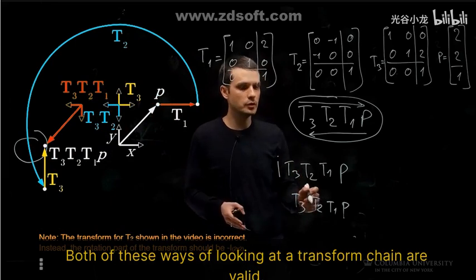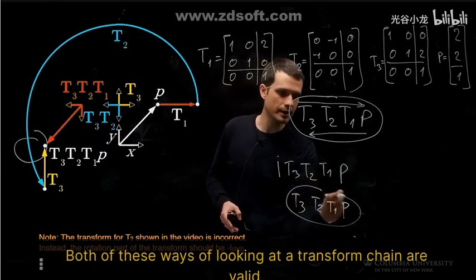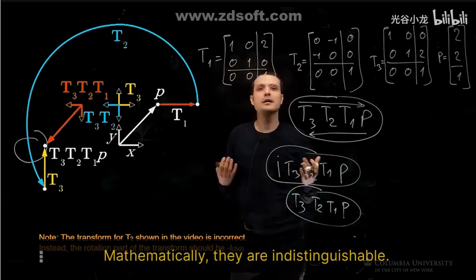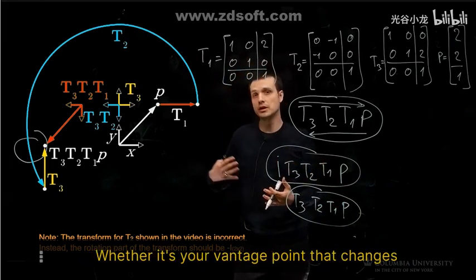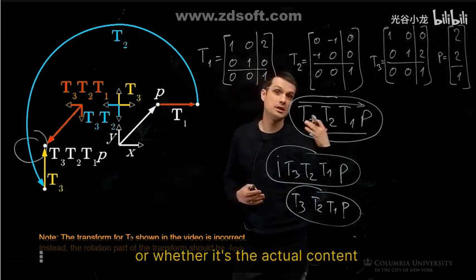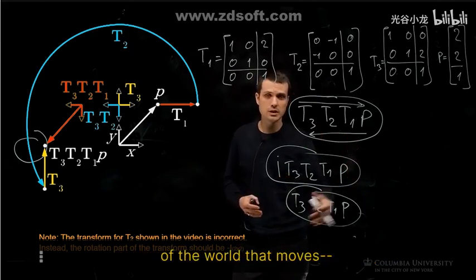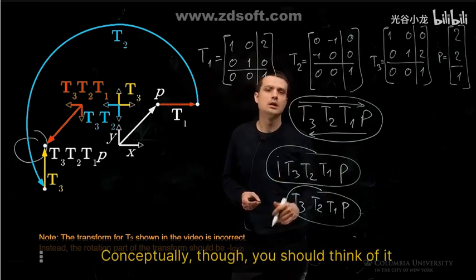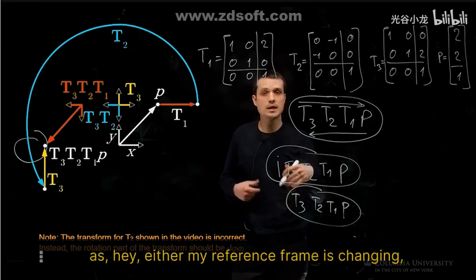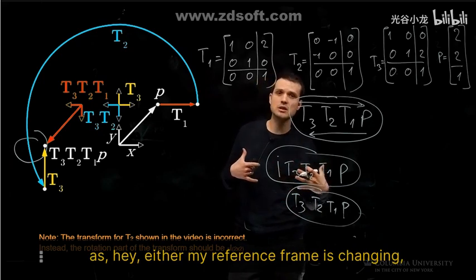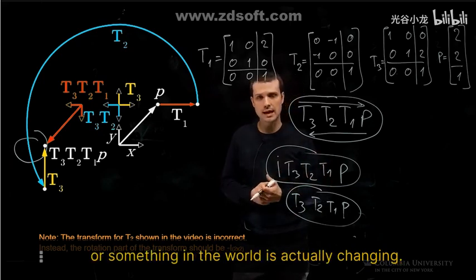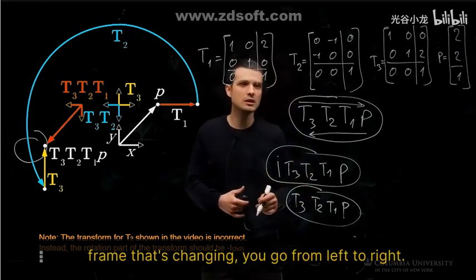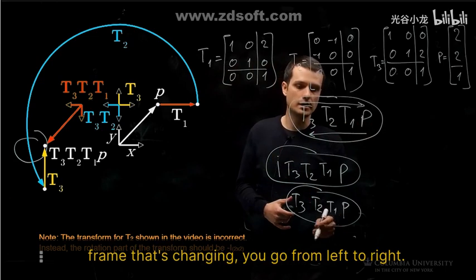Both of these ways of looking at a transform chain are valid, and they are used for different things in robotics. Mathematically, they are indistinguishable. Whether it's your vantage point that changes or whether it's the actual content of the world that moves, mathematically, it makes no difference. Conceptually, though, you should think of it as, hey, either my reference frame is changing or something in the world is actually changing. And in general, when it's the reference frame that's changing, you go from left to right.